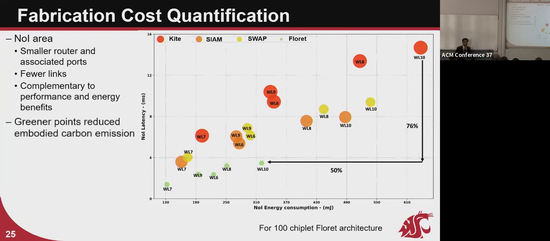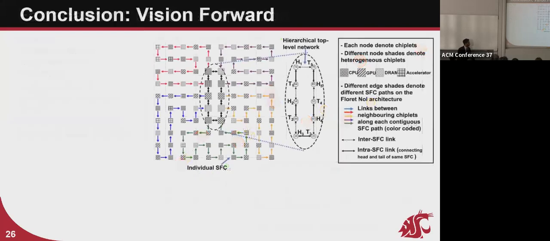And the last part, because we have embodied carbon emission, which becomes a bigger problem as we go to data center scale, this is obviously improving because now we have a smaller NOI area. So as the system size scales, that becomes an important parameter to consider as the size increases. So we have reduced carbon emission on that front.